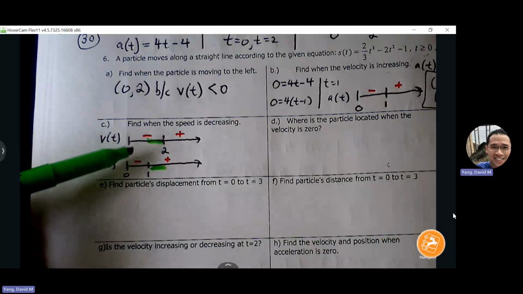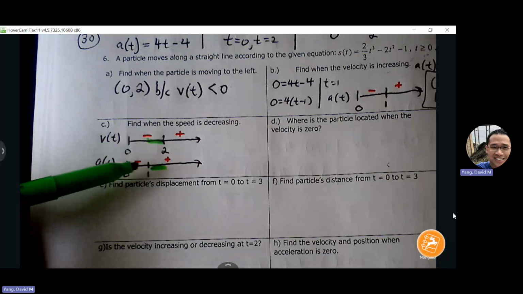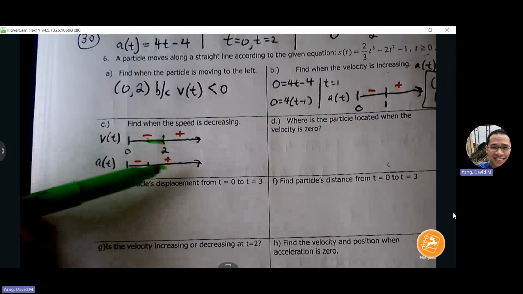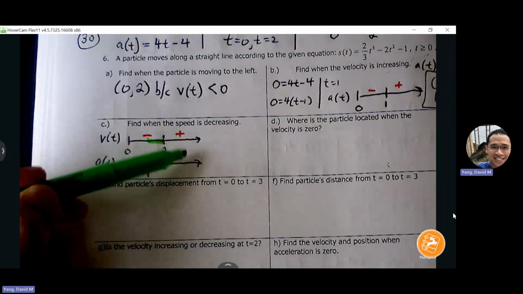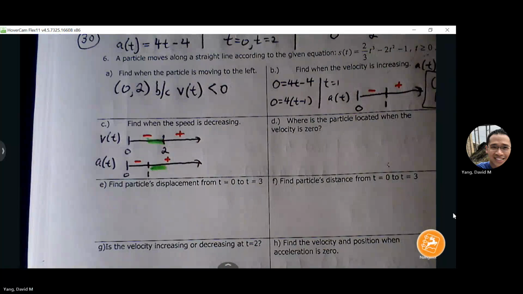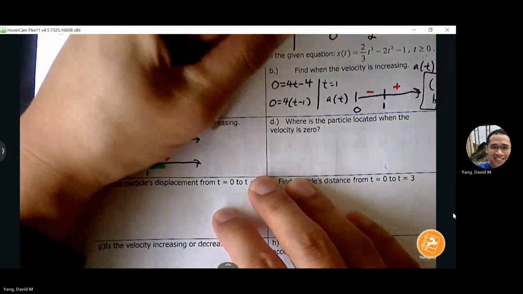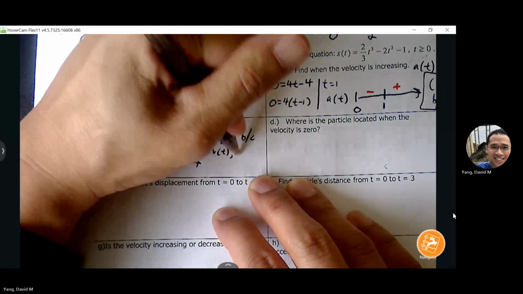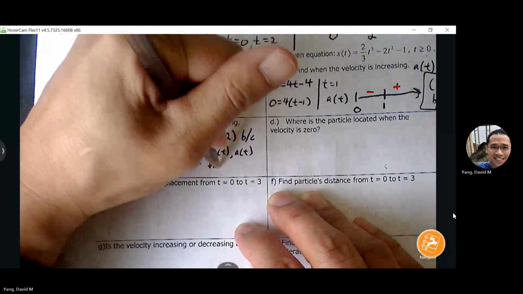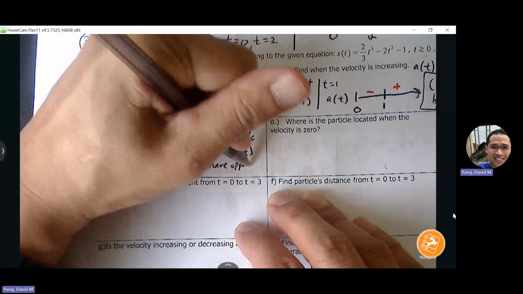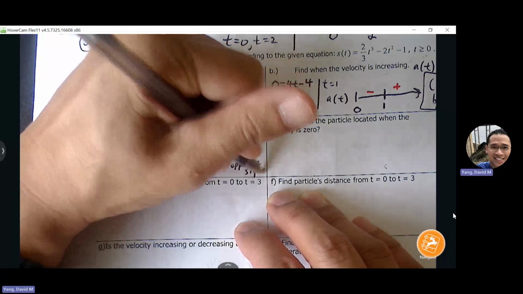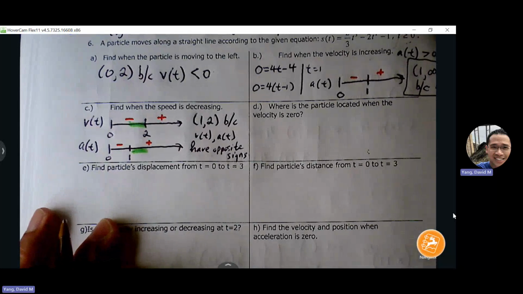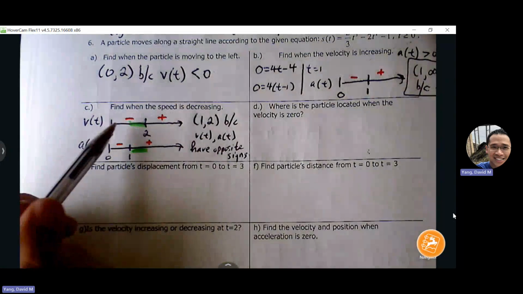From 0 to 1, they're both negative, so we know that speed is increasing. But between 1 and 2, one is negative, the other is positive. So in this interval, we know speed is decreasing. But then from 2 on, they're both back to positive, so speed is increasing. So when they have opposite signs, that's when speed is decreasing. But if both have the same signs, then speed is increasing, even if they're both negative. That's right, because they have the same signs.